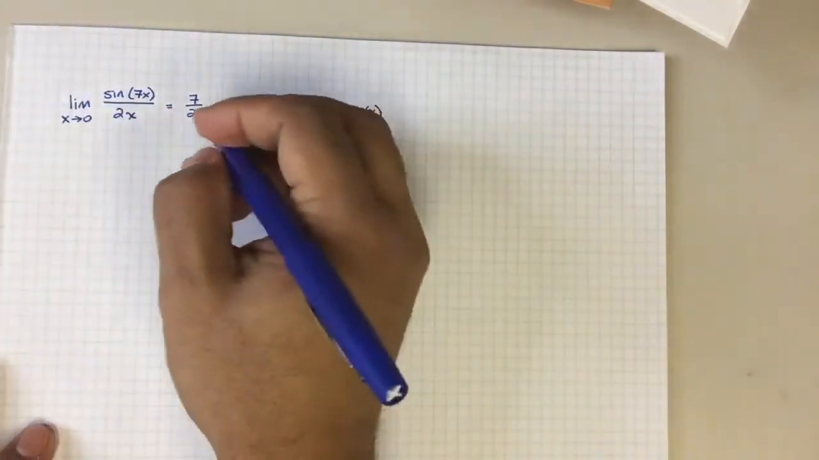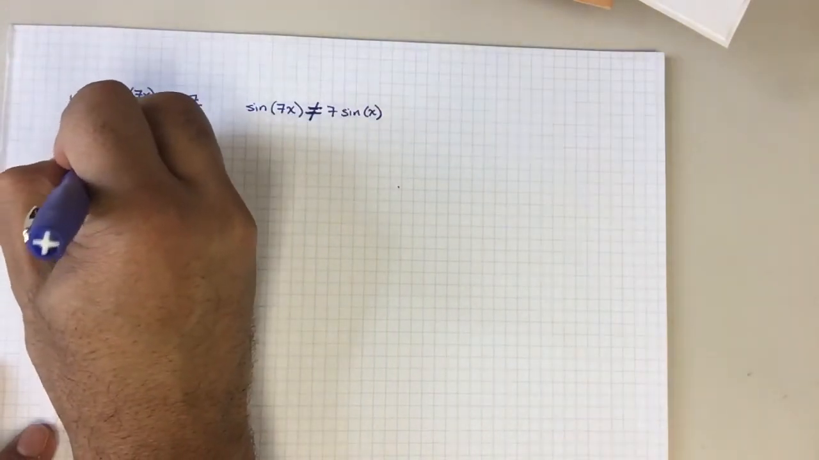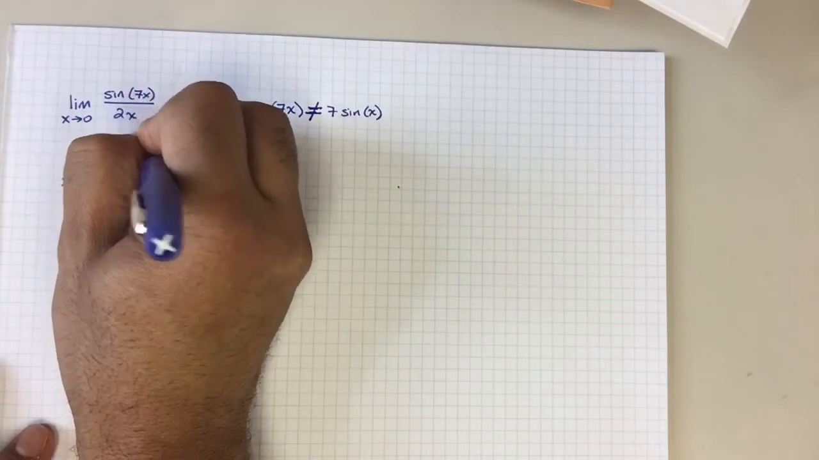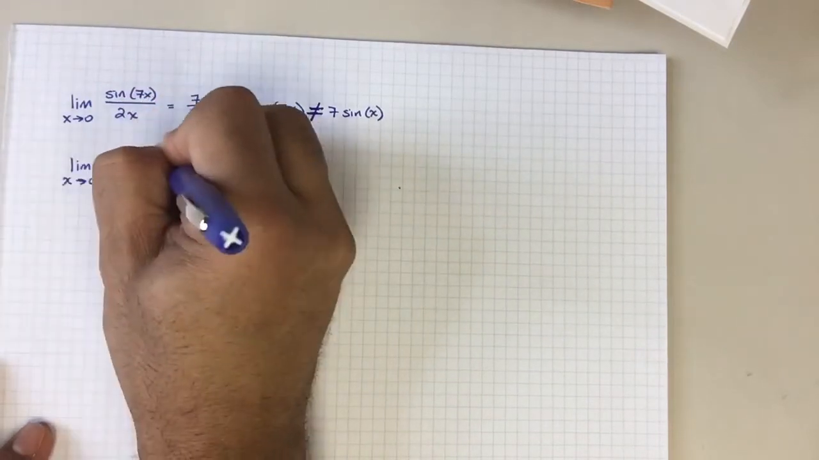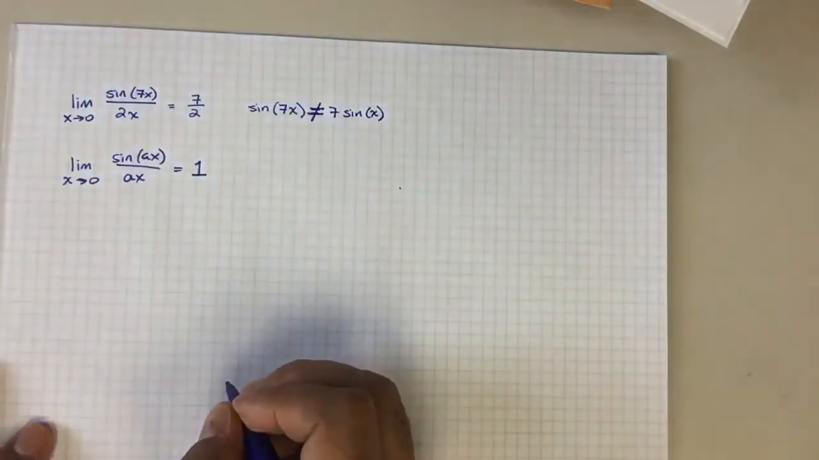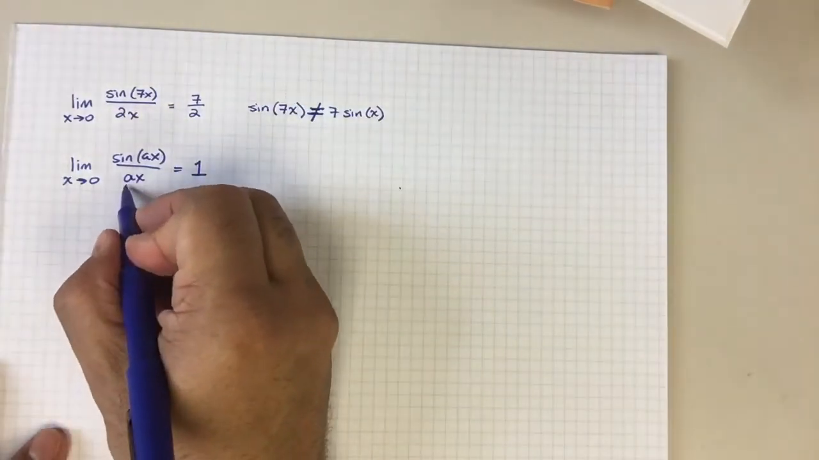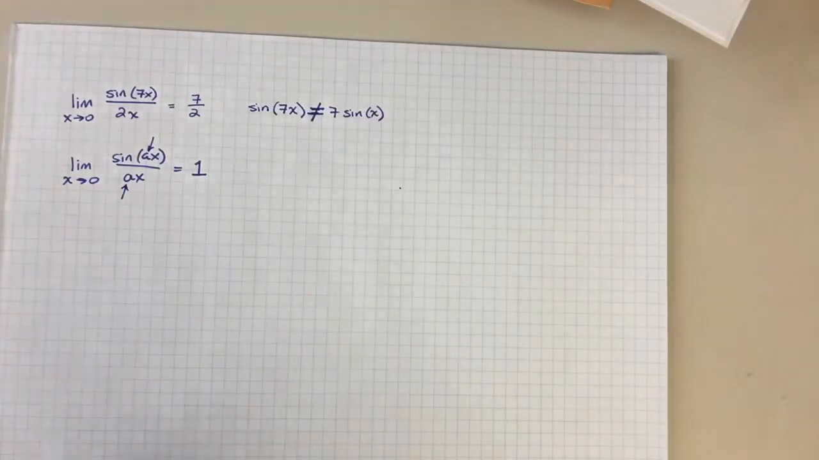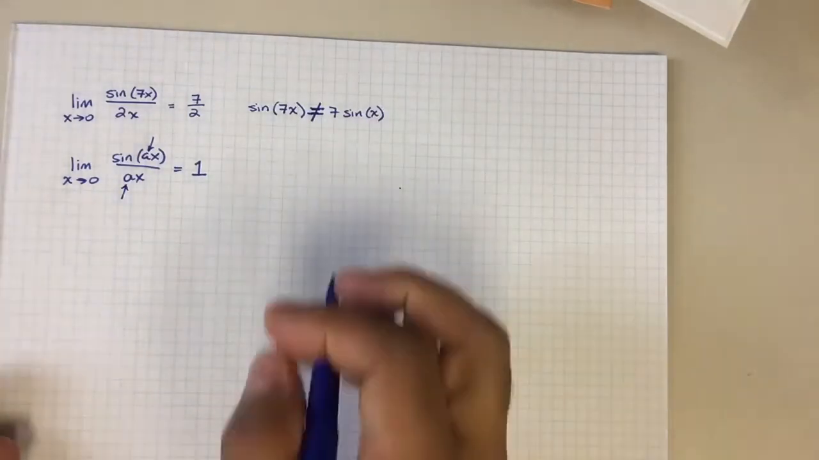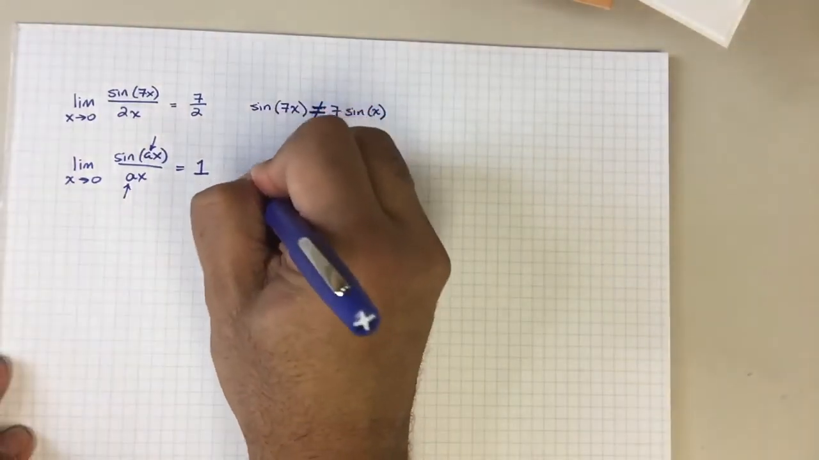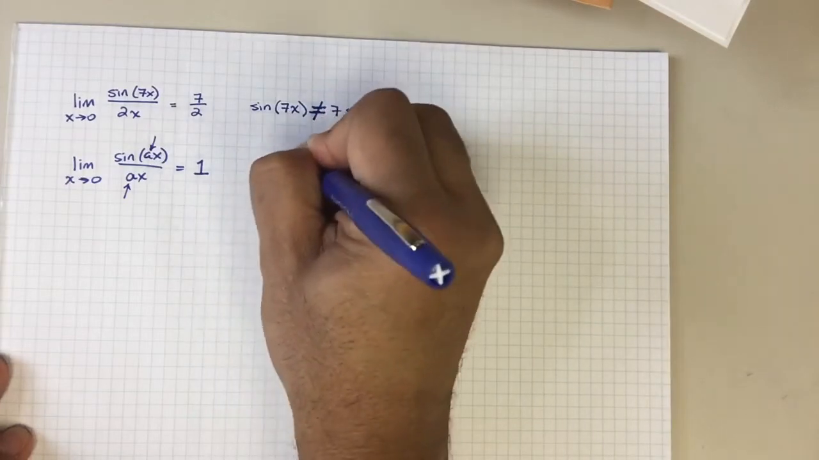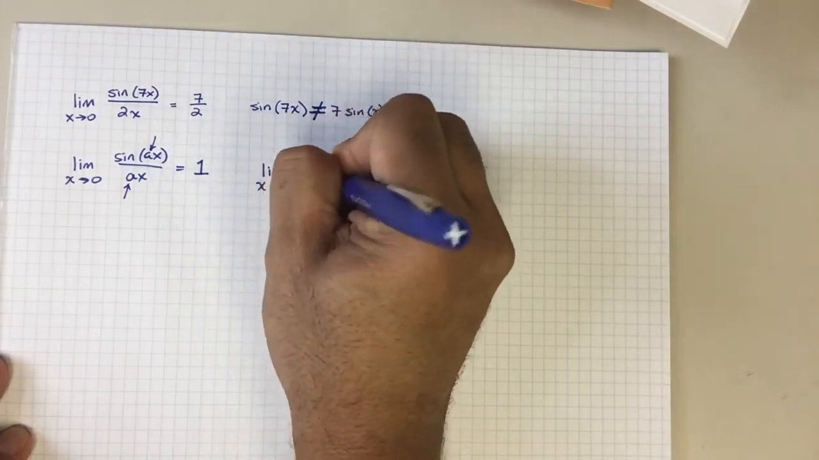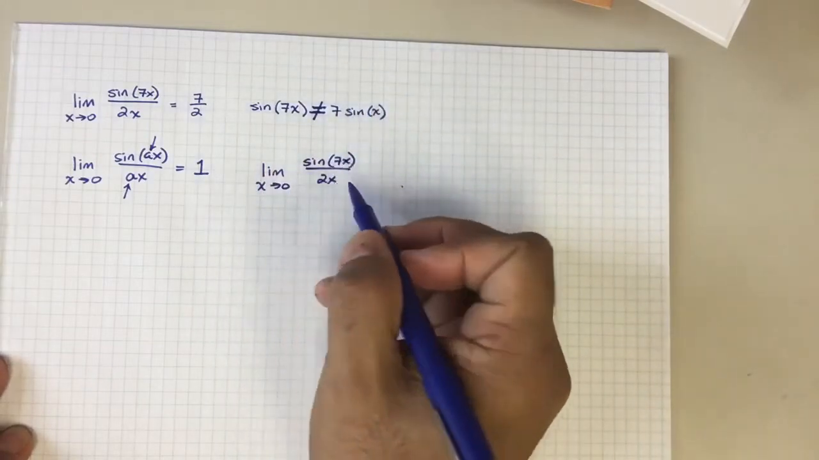So what we want to use is this theorem that says the limit as x approaches 0 of sine ax over ax is equal to 1. And the key to being able to use this is that this coefficient and this coefficient have to be the same before we can say that that part of the limit goes to 1. So our challenge is to manipulate our function sine 7x over 2x and make those two coefficients be the same, the 7 and the 2.